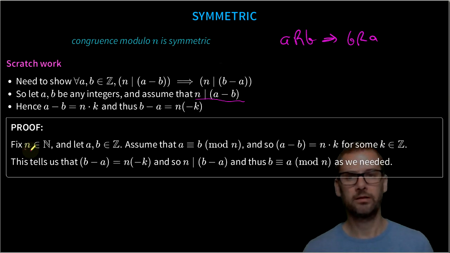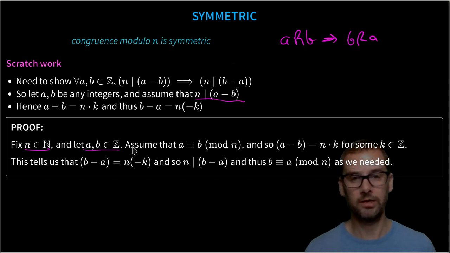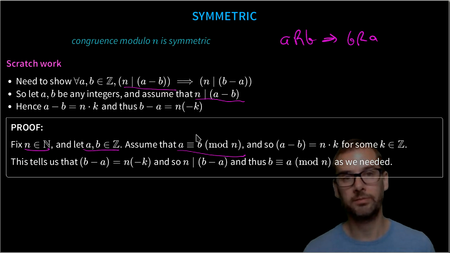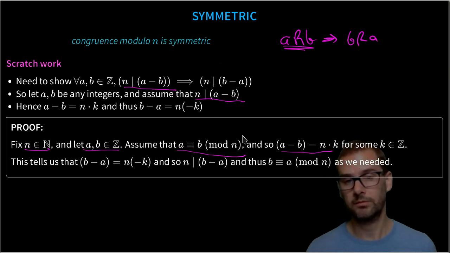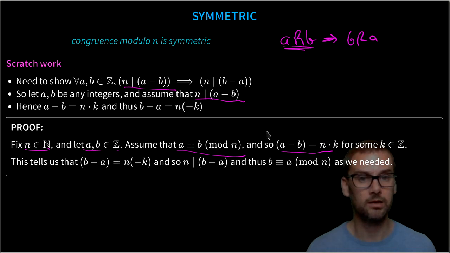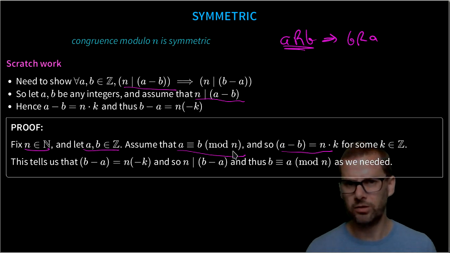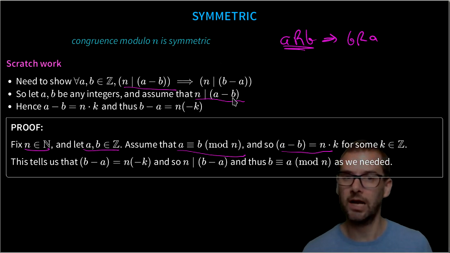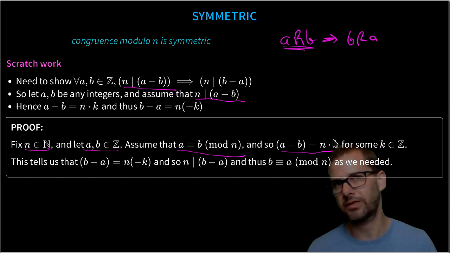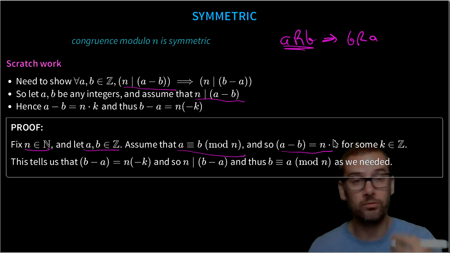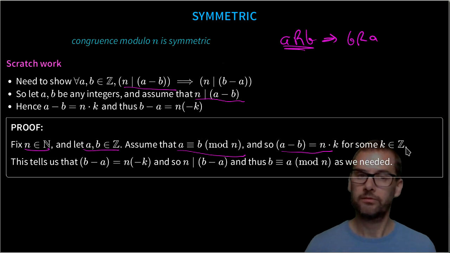So we fix any natural number n, and let A and B be any elements of the integers. We assume the hypothesis here, so n divides A minus B, A R B. A is congruent to B mod n, so A minus B is n times k. This is coming from the definition of divisibility. We've kind of skipped a step here. A is congruent to B mod n means that n divides A minus B, which means A minus B is n times something. So we're just skipping a little bit of stuff in this proof, assuming that the reader understands that, for some integer k.